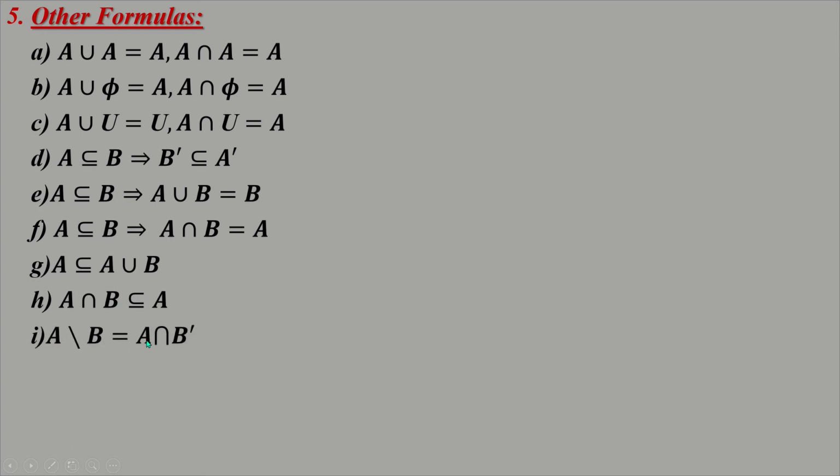A minus B equals A intersection B complement. You have to remember this relation. Here it will be only wrong. A intersection null set means here it will be null set.